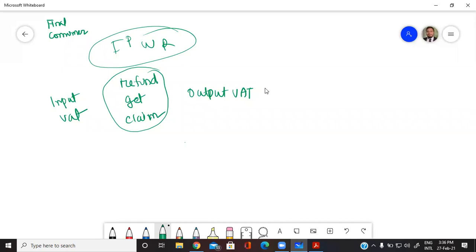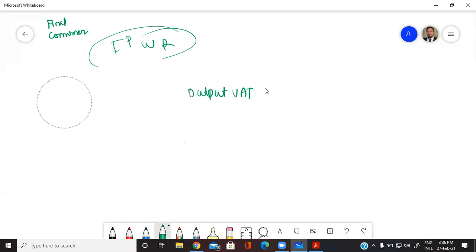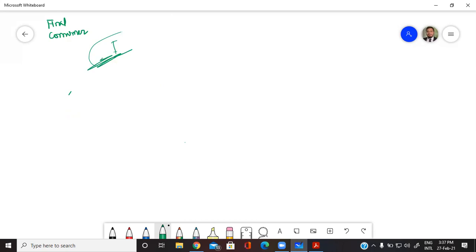Now, the thing is that it is only possible when the VAT rate is constant. One thing is that. And another thing is that when the goods are not VAT exempt goods. This mechanism works when the VAT rate is 15% or VAT rate is constant in all stages. And the goods are not VAT exempt goods.